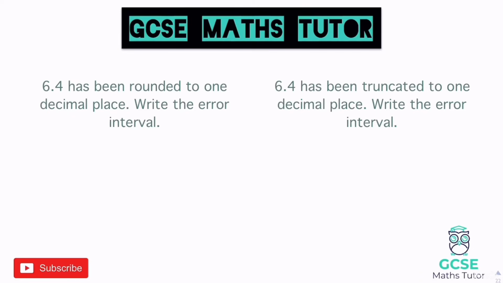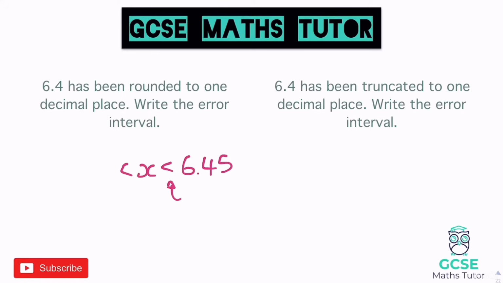Okay, some error intervals. 6.4 has been rounded to 1 decimal place, write the error interval. So for the error interval, we always tend to put either 6.4 or a letter in the middle, depending on what the question is, and we have our arrows always pointing to the left. So we're going to find the upper and lower bound. Now 6.4, if it's been rounded to 1 decimal place, couldn't have been 6.45. As soon as that 5 goes after that 4, it would have rounded up to 6.5. So we put that on the right hand side as our biggest possible number. So it can't be equal to that number, so we leave that symbol as it is. It's got to be less than 6.45.